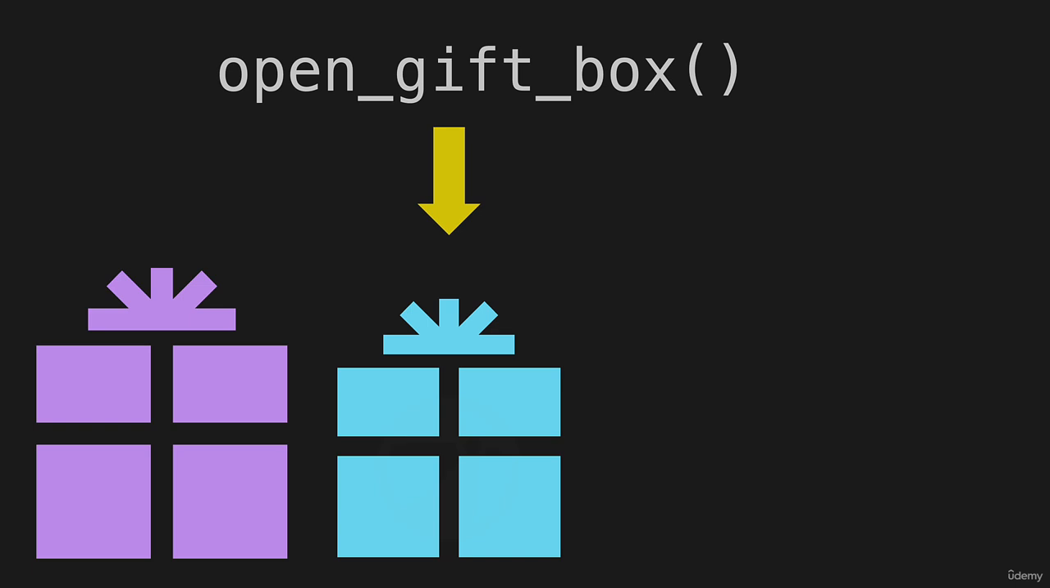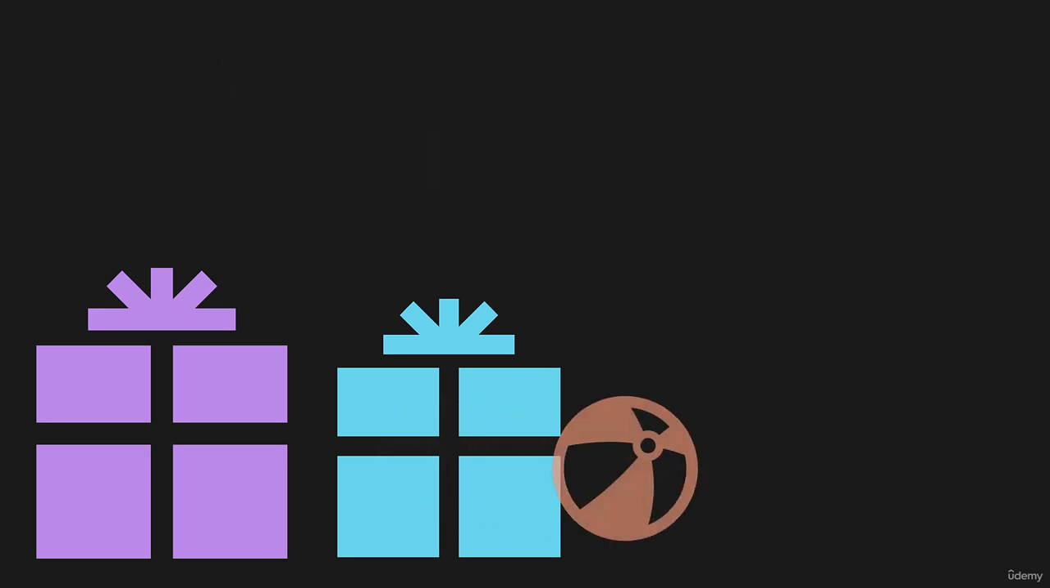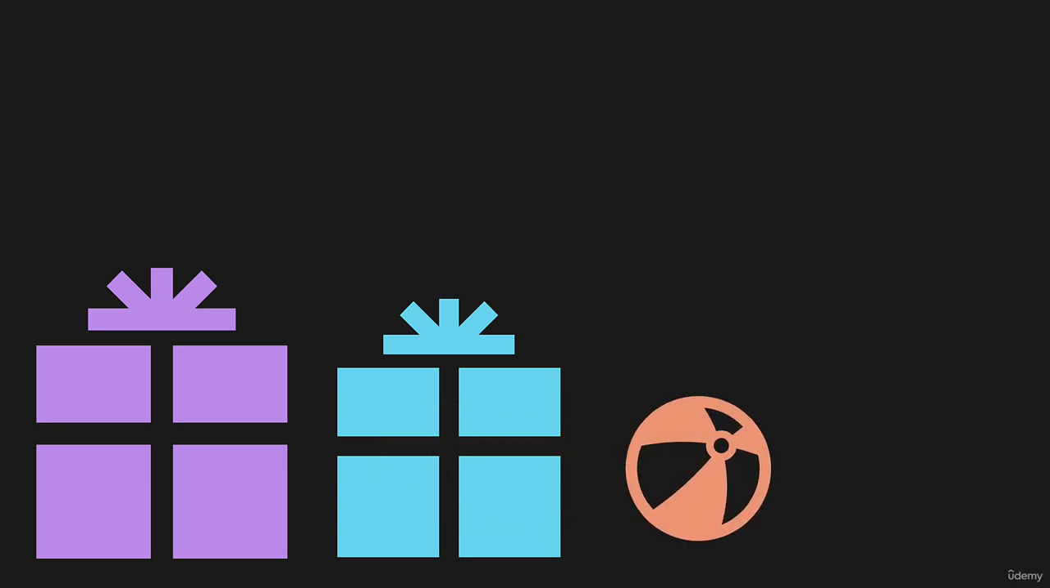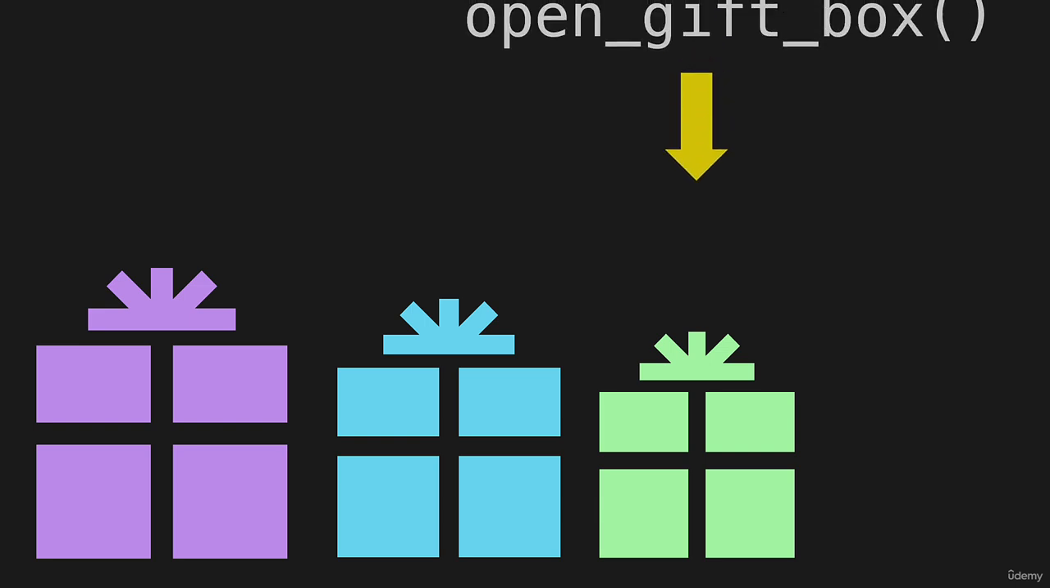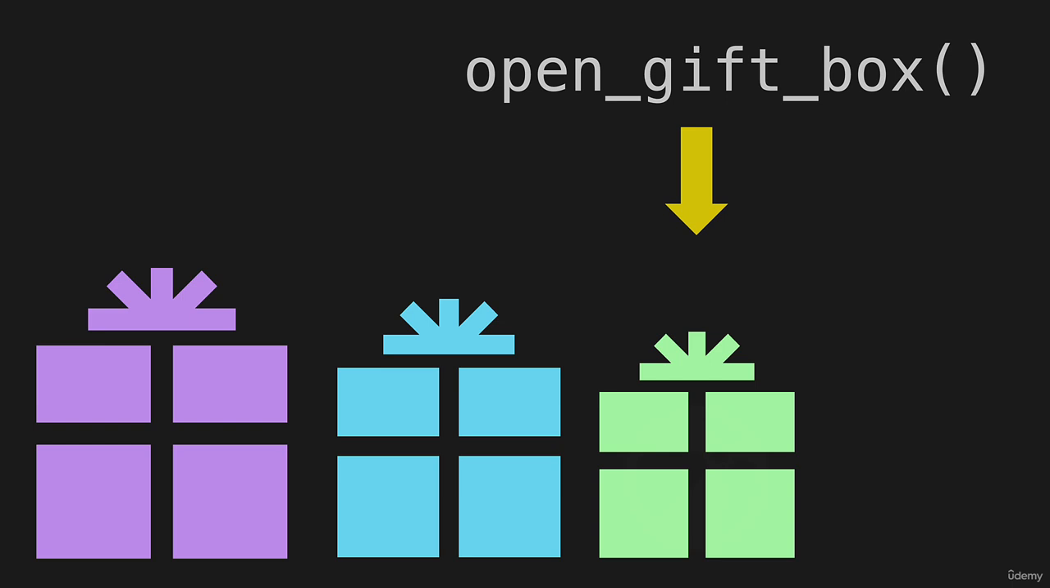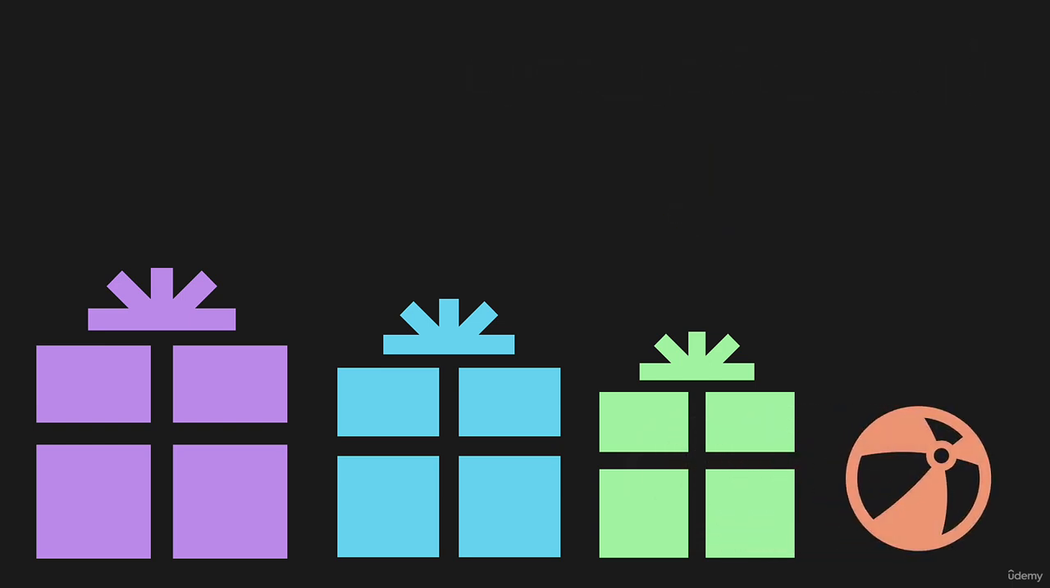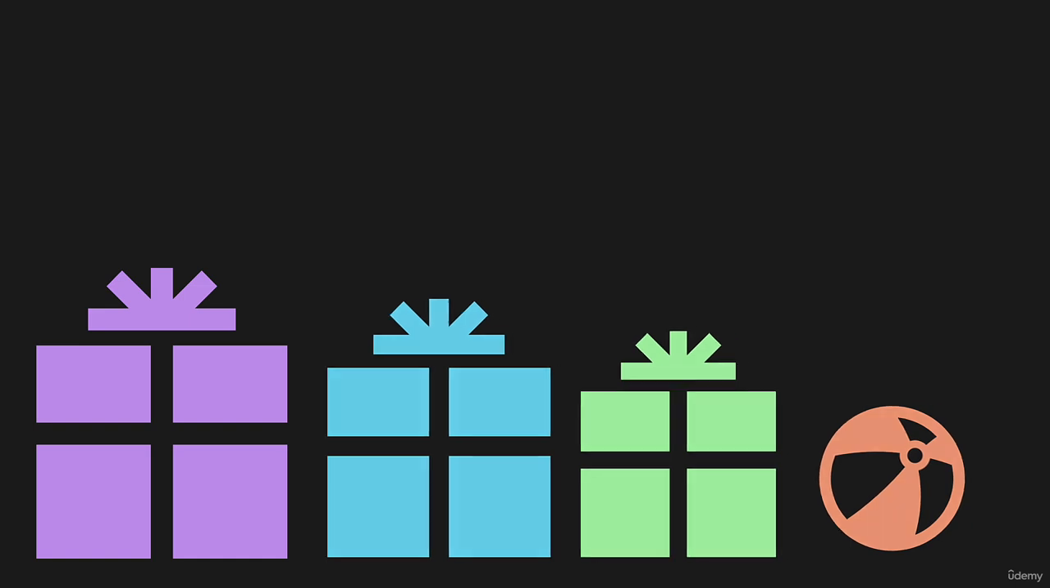And when we do, that gift box is either going to contain the ball or it will contain a new, smaller gift box. So now we're going to run the open gift box function again. And in this case, we'll just say that we found the ball. Okay, so now let's put this back and we'll look at some code.